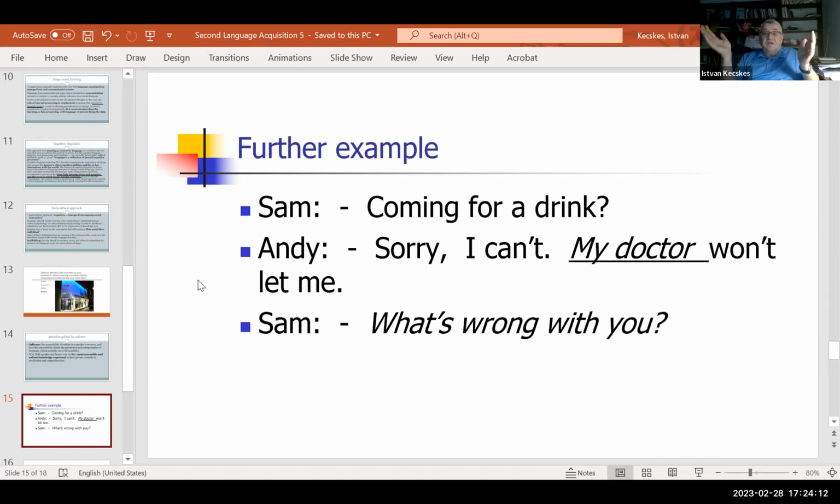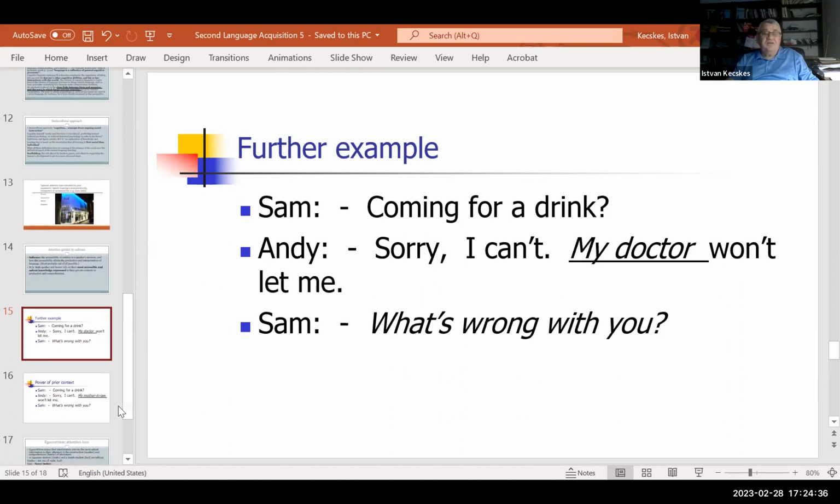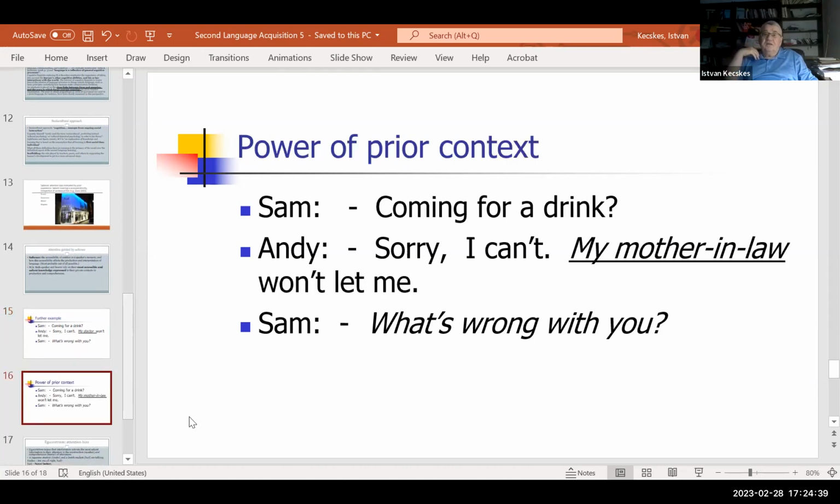What does Sam mean? Because Andy says, "My doctor won't let me." So Sam says, "What's wrong with you?" What does Sam refer to? Sam wants to know what kind of illness, what kind of sickness do you have that you cannot drink? That's what it is. Now, I'm going to change one particular word in this conversation and everything will change, because of salience. "Coming for a drink?" "Sorry, I can't. My mother-in-law won't let me." "What's wrong with you?" So I changed one word, my mother-in-law, and "What's wrong with you?" gained a new meaning.